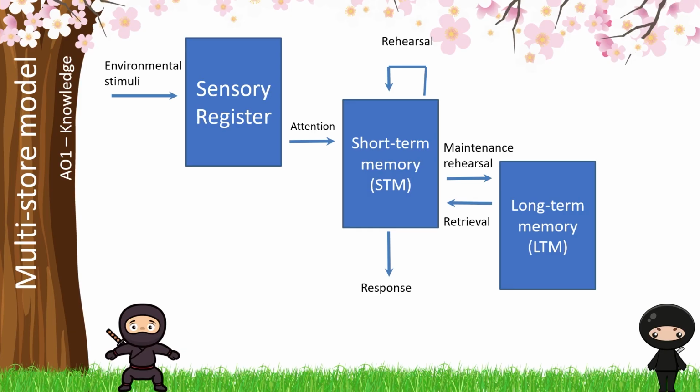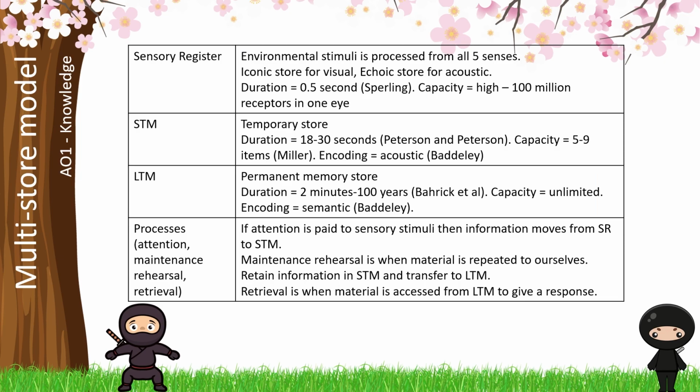It's often useful with models to think about the visual imagery of it and breaking that down. Here we've got our different processes represented by our arrows and our storage components represented by our boxes. Please don't worry if you know sensory register as sensory registry or sensory memory. It's all the same thing, and that's absolutely fine. So if we're thinking about this, our model needs to be broken down and described in more detail.